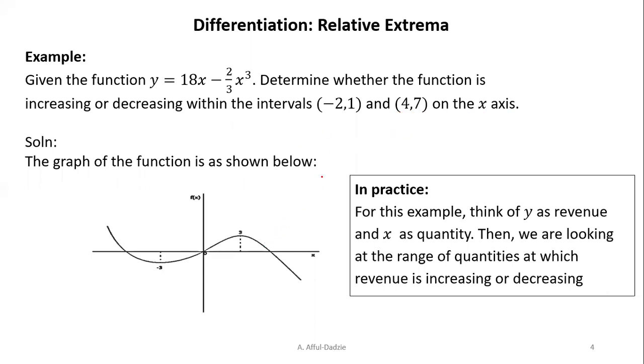So the graph of the function is shown as this. You're lucky here, we get to see the graphical representation of this function. This function is the same as this graph that you find here. We are interested in the interval minus 2 and 1. So maybe this is 1, and minus 2 is somewhere here, and this is minus 3.